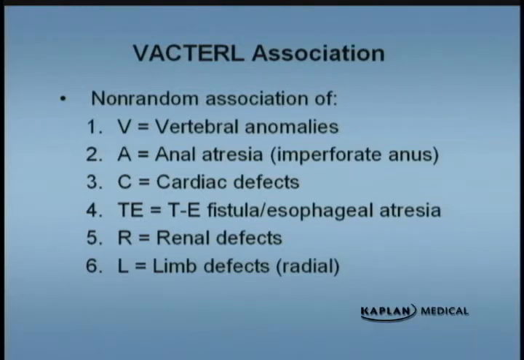The vertebral anomalies, like I said, can cause a scoliosis, especially if it's in the neck. It can look like congenital torticollis. The other defects will have to be treated surgically, such as the heart defects and the TE fistula if they have them.